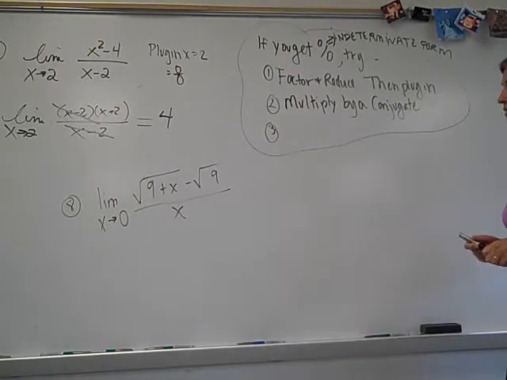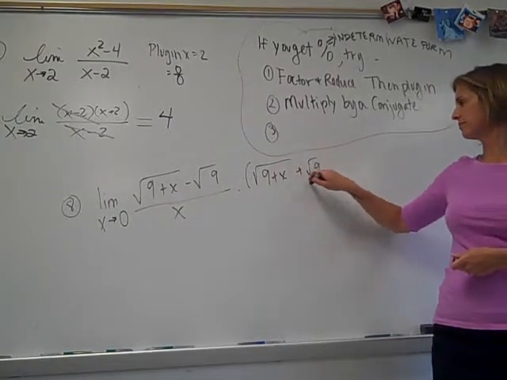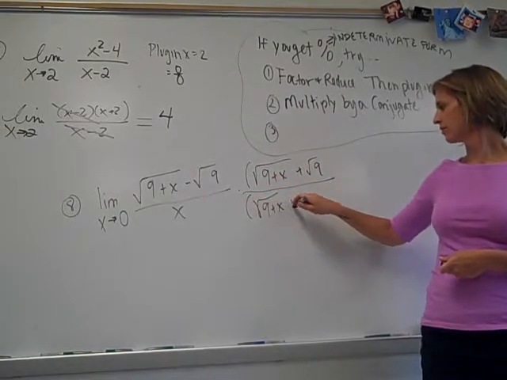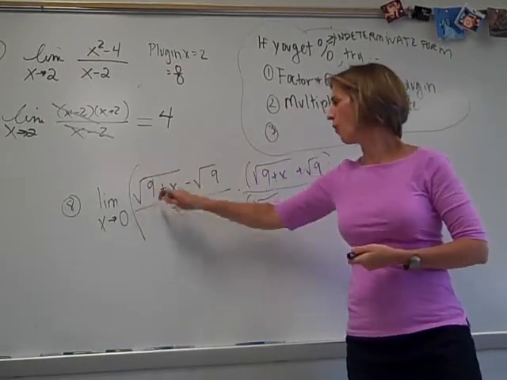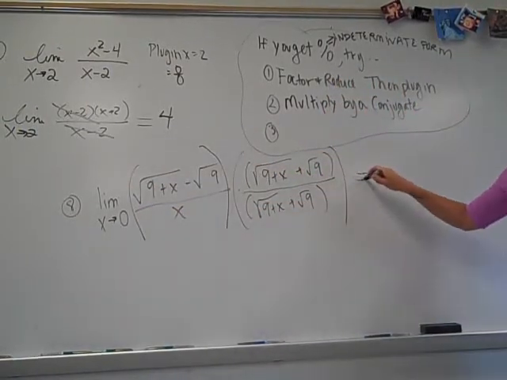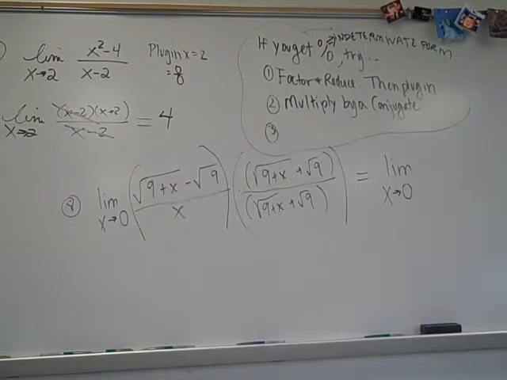So I have nothing in the bottom to get rid of, but if I multiply by root 9 plus x plus root 9, magic will happen. It's just a little technique that mathematicians figured out, and they were like, here's a way to solve this. I will pass it on to you, and you will be so happy. So what I'm doing is I'm going to take this whole fraction and multiply it by this whole fraction. And what I hope is going to happen is stuff's going to cancel, and it'll give me something simpler that I can plug 0 into and get an answer.